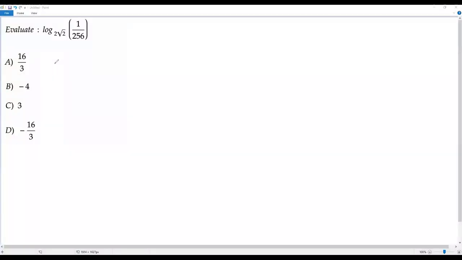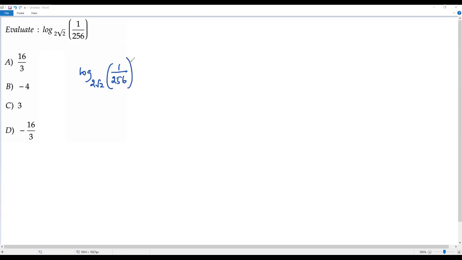Here we have a pre-calculus problem. Okay, let's go to the question. Evaluate log base 2 times square root of 2 of 1 over 256. That is, we have to find the value of this logarithm. Let me write the logarithm as it is: log base 2 times square root of 2 of 1 over 256.